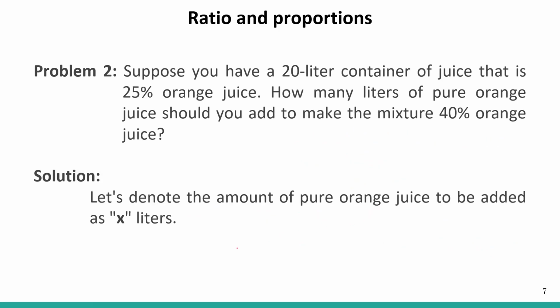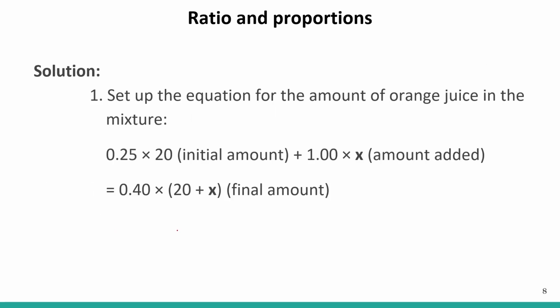So let's denote the amount of pure orange juice to be added as X liters. We'll assume this first, then proceed with the calculations and convert this word problem to an algebraic equation and then solve it mathematically so that we arrive at a conclusion for X. Let's see step number 1. We set up the equation for the amount of orange juice in the mixture.